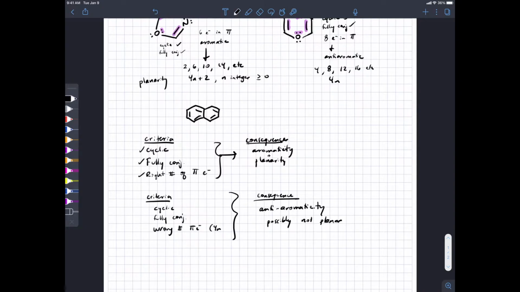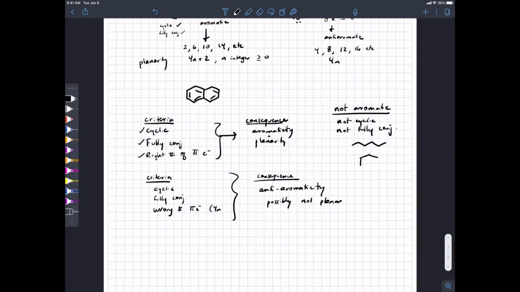Finally, what are compounds that are just plain old not aromatic? They are either not cyclic or not fully conjugated or both. Tons of molecules are not aromatic. Hexane is not aromatic. Cyclohexane is not aromatic. Cyclohexadiene is not aromatic, either, because all of these are either not cyclic or not fully conjugated or both.